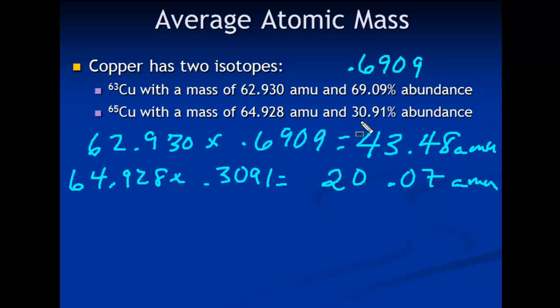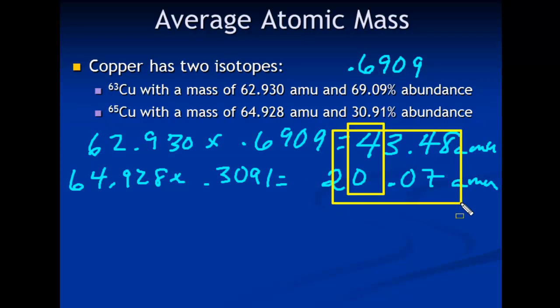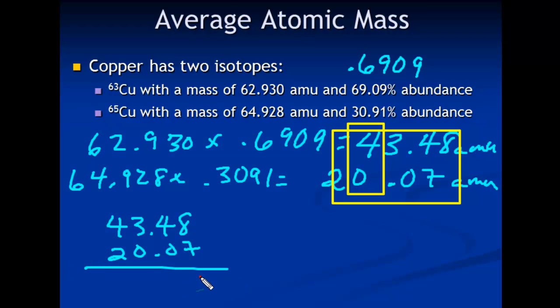Okay, so next what I'm going to do is I'm going to take, oops, let's undo that thing. Can I undo that? I can't. All right, let's take those two numbers and add them together. Okay, so we've got 43, I'll rewrite them since I accidentally drew all over them. 43.48, 20.07. I'm going to add those two numbers up.